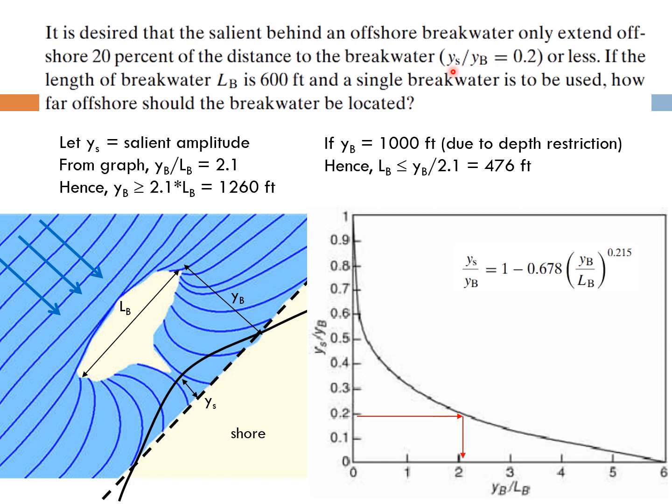Then if we still want to limit the salient to only 20%, we can use the same ratio here to recalculate, but this time by setting YB equals 1000, we obtain the length of the breakwater, which must be 476 feet or less. Cannot be more, because if it is more, then the salient will be larger than 0.2. So in this case, if we are going to construct the breakwater at a fixed location using the same criteria, we then determine what is the length of the breakwater allowable.